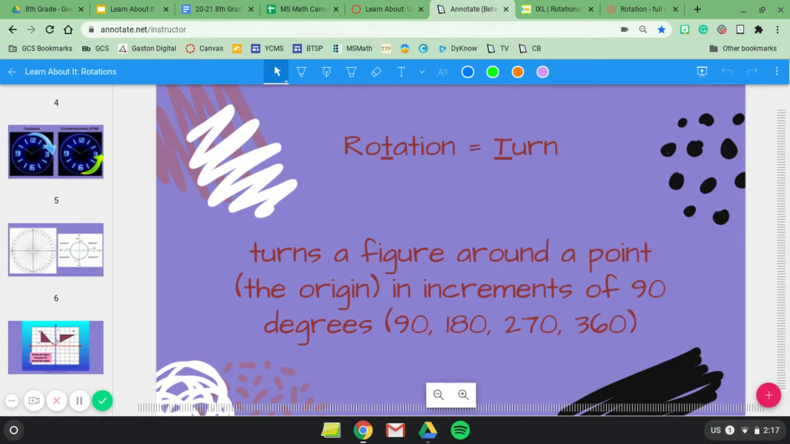So 90 degrees, 180 degrees, 270 degrees. 360 degrees will bring you back to your original starting point, or 0 degrees.